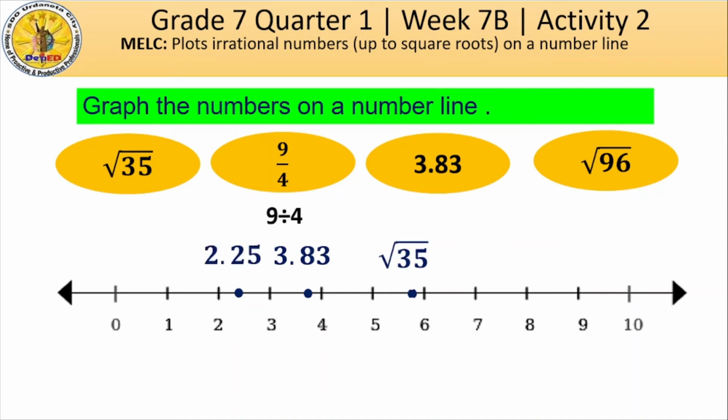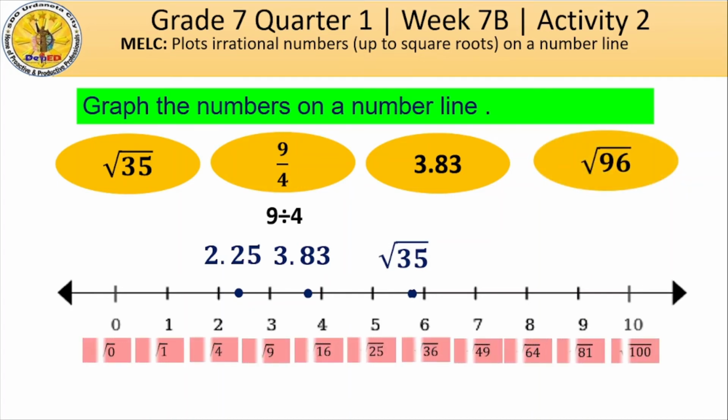Now, let us plot square root of 96 on the number line. So again, since we are dealing with square roots, to make it a lot easier, let us put these values on the number line. And since square root of 96 is greater than square root of 81, but less than square root of 100, then we may say that it lies between 9 and 10. And since square root of 96 is closer to square root of 100, then it may lie more than half of 9 but less than 10. So here is where square root of 96 lies.